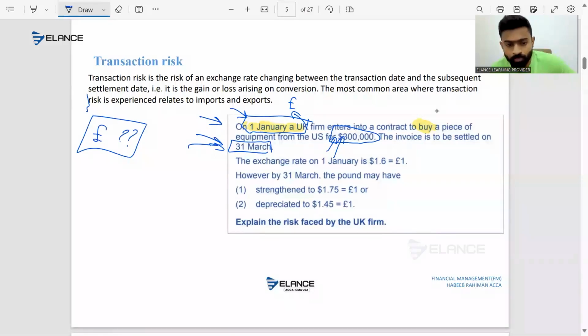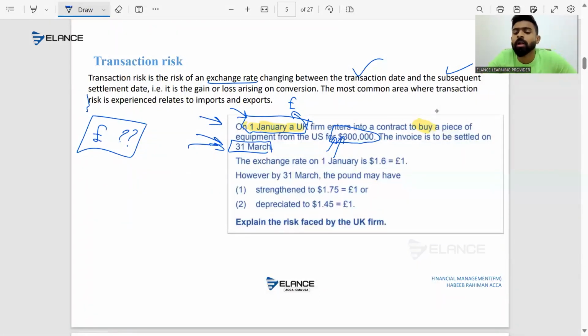Is it okay? Transaction risk is the change of exchange rate between an underlying transaction date and its subsequent settlement date. That uncertainty we are facing on our future payment or receipt is said to be a transaction risk. Is it okay? Please do respond. If you have any doubts, you could unmute and ask, okay?